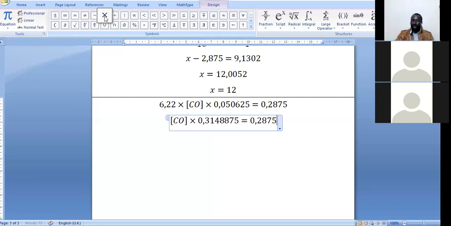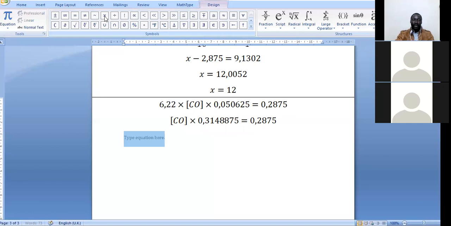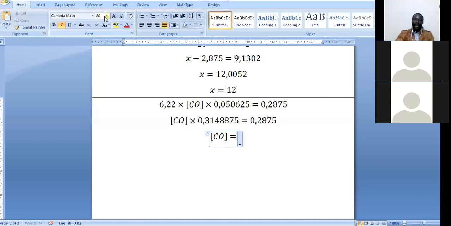So can we find CO? Yes, we can find the concentration of carbon monoxide. And how do we get it? The concentration of carbon monoxide in this case is going to be this value which we have got on the right hand side, this quantity here, divided by the other one. You see? So let's divide it.